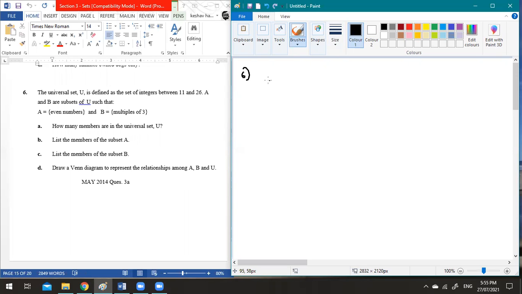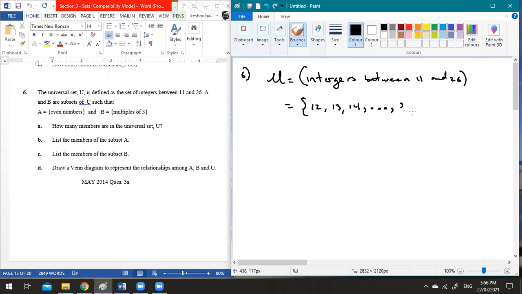All right. Now, if the universal set is integers between 11 and 26, they say between, they didn't say including. So the numbers would start from 12 and finish at 25. So 12, 13, 14, dot, dot, dot. They showed continuity, to 25. But part A asks for how many members are in the set.